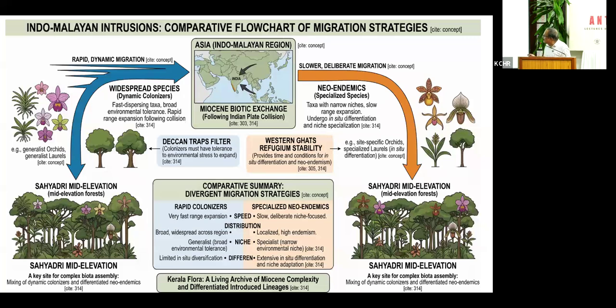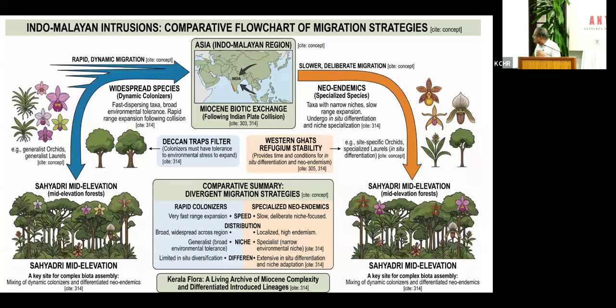Along with that, there was movement in the opposite direction, where species with very focused niches became localized and endemism slowly increased. As we now know, the Western Ghats has almost 30% endemic species, and much of this endemism evolved during the Miocene period. That is the major event that happened in geological history to the flora of the Western Ghats.